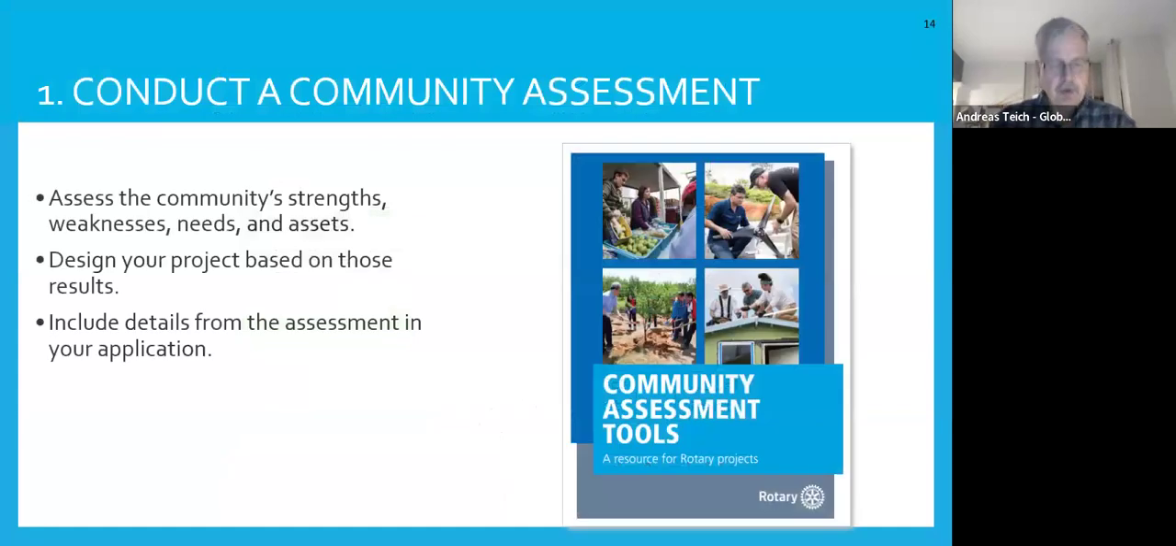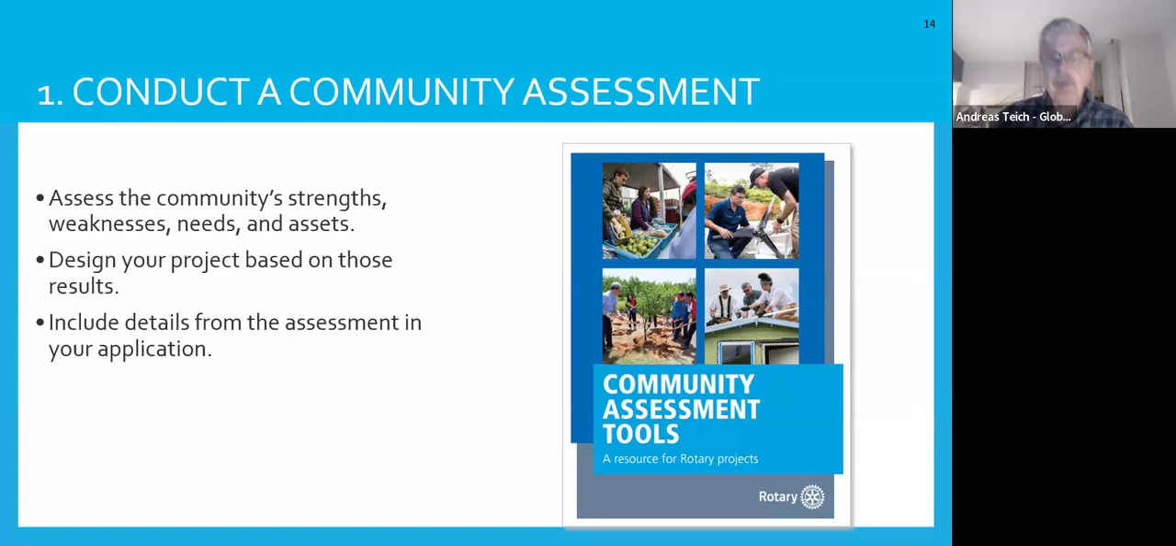So you're ready to start. In order to do that, you begin with a community assessment. This booklet called the Community Assessment Tools is available on the RI website, and I highly recommend it to anyone who wants to do a global project. It is the first and most important step for developing a project. The assessment explores the community's strengths, weaknesses, needs, and assets. It's essential to planning an effective project. By making the effort to learn about the community, you can identify the most relevant opportunities for projects and ensure that your club will make a meaningful impact.